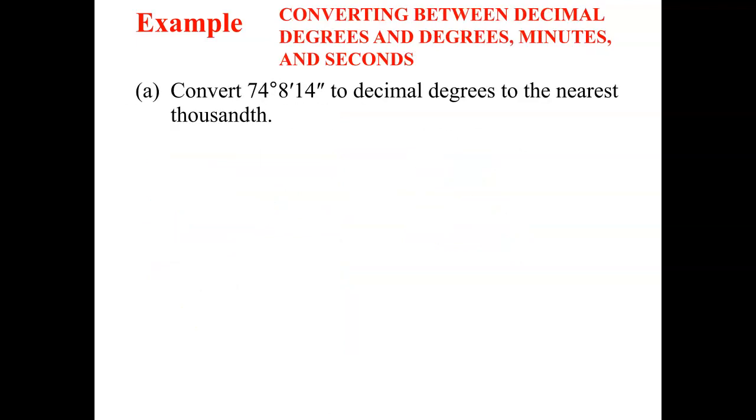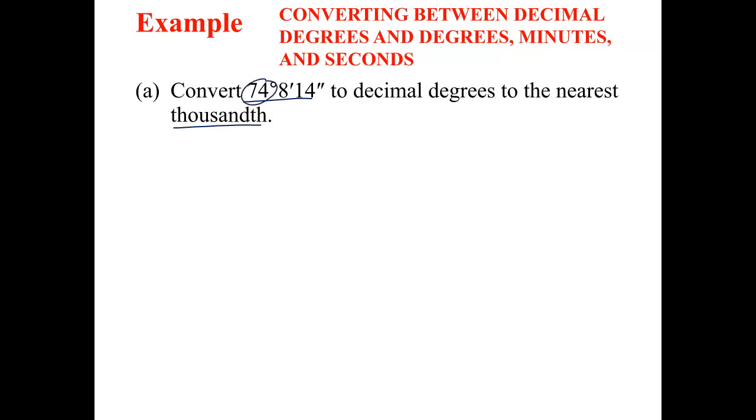Conversions, back and forth between decimals and degrees, minutes, seconds. Since it's based on that ratio of 60 seconds in a minute, 60 minutes in a degree, it's going to be either a bunch of division and adding or subtraction and multiplication with a 60. Okay? I want to convert this into decimal degrees, and I need to round to the nearest thousandth. So I'm going to round at the end. Okay? I'm not going to round before, but I'm going to round at the end.